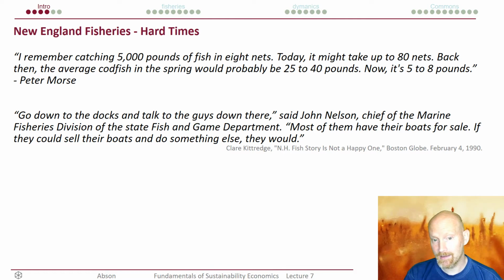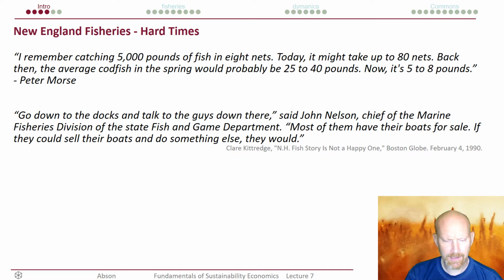Now again, coming back to why this 5 to 8 pounds versus 25 to 40 pounds matters, because that means that in this fisheries now, people are catching these immature fish. So the fish aren't maturing enough in order for them to be able to reproduce. So this is fundamentally a problem.